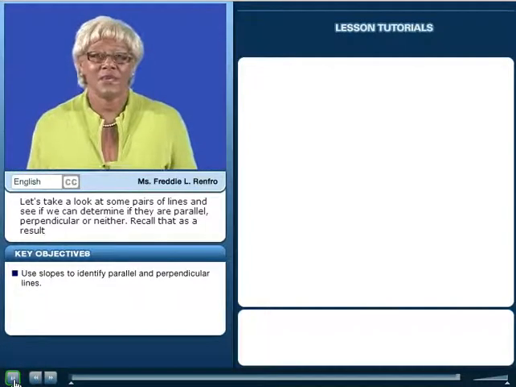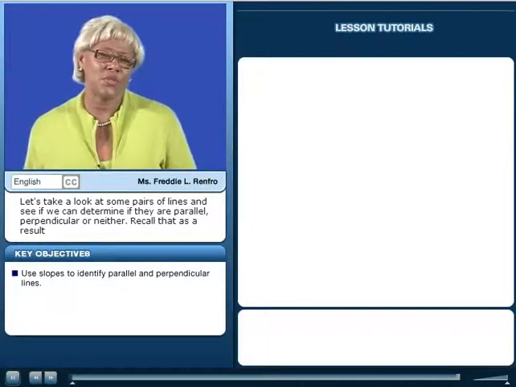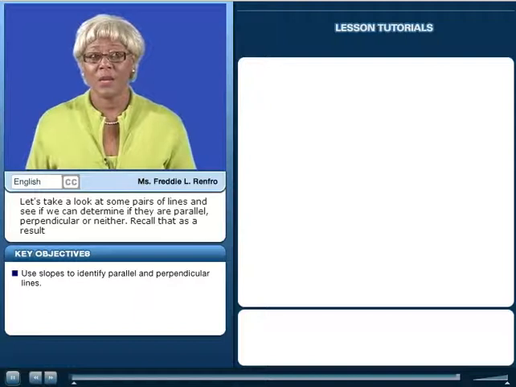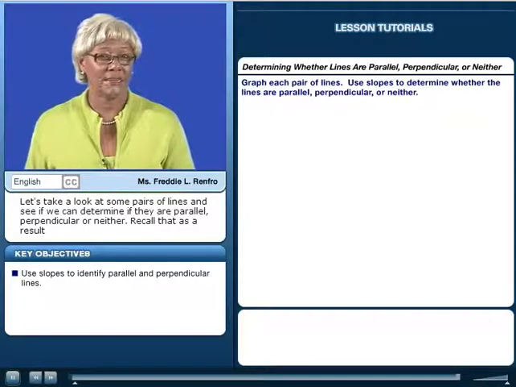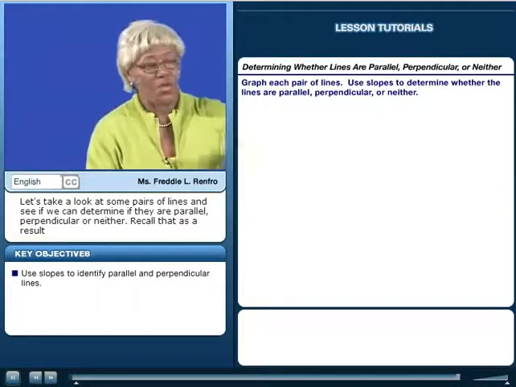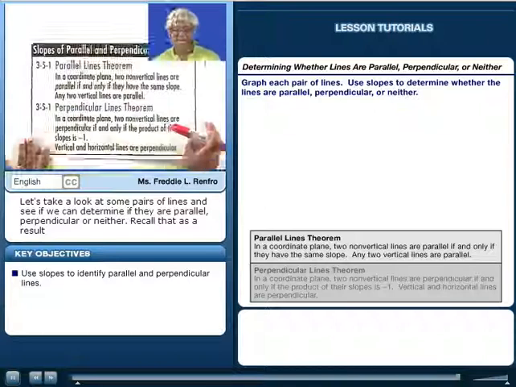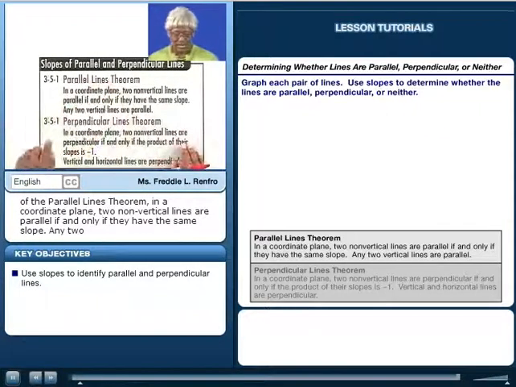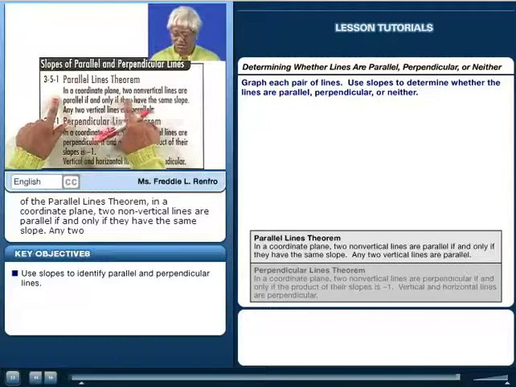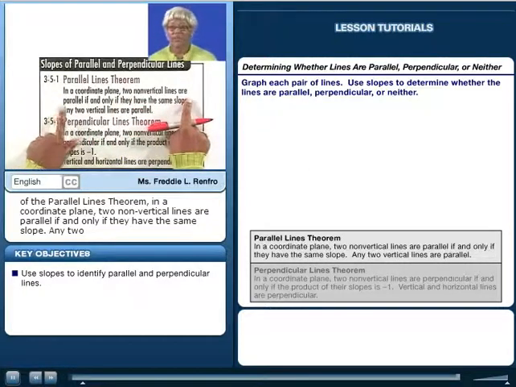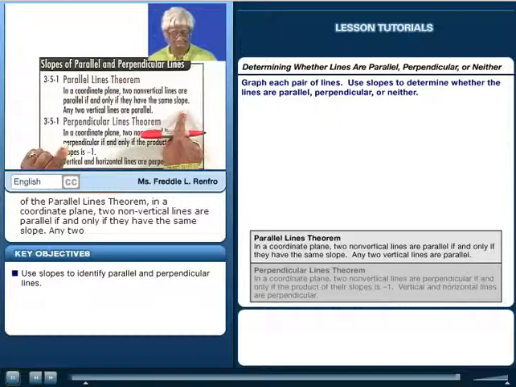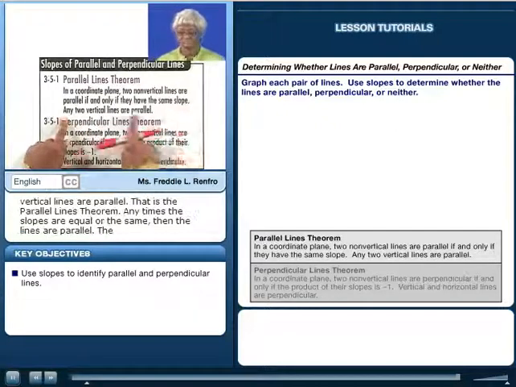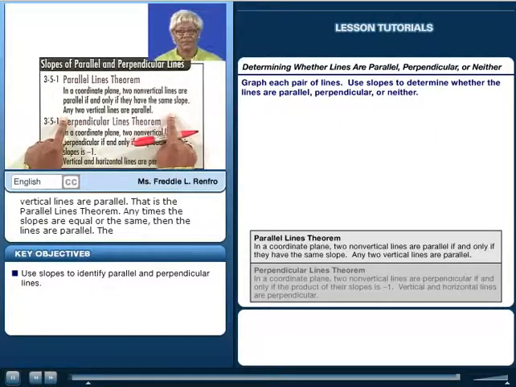Let's take a look at some pairs of lines and see if we can determine if they're parallel, perpendicular, or neither. Recall that as a result of the parallel lines theorem, in a coordinate plane, two non-vertical lines are parallel if and only if they have the same slope. Any two vertical lines are parallel. That's the parallel lines theorem.